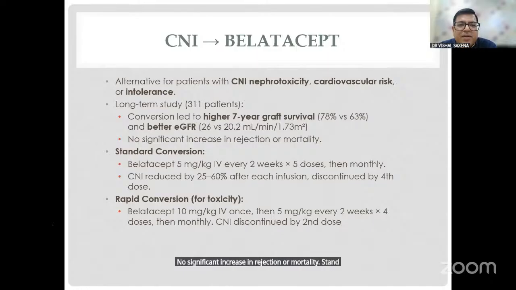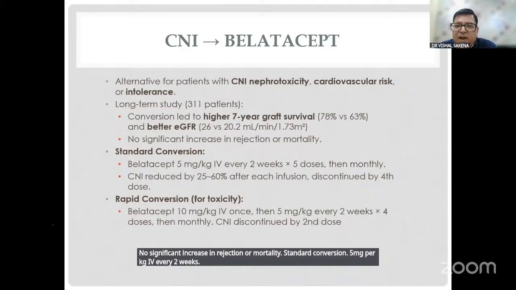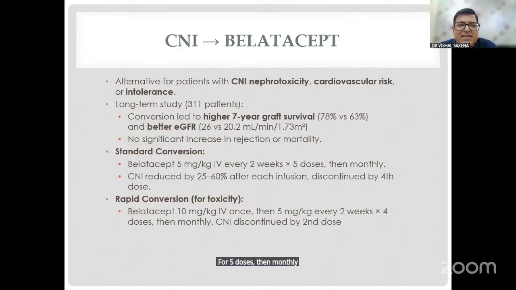Standard conversion: belatacept 5 milligram per kg IV every 2 weeks for 5 doses, then monthly. CNI reduced by 25 to 60% after each infusion and discontinued by 4 doses. And for toxicity, rapid conversion: belatacept at 10 milligram per kg once, then 5 milligram per kg every 2 weeks for 4 doses, then monthly, and CNI were discontinued by the second dose.